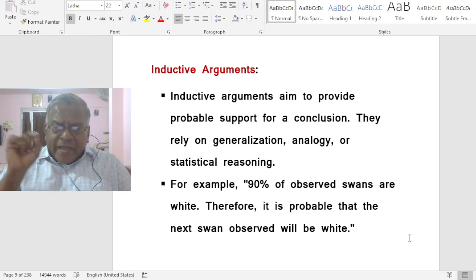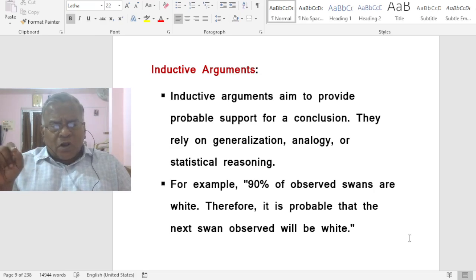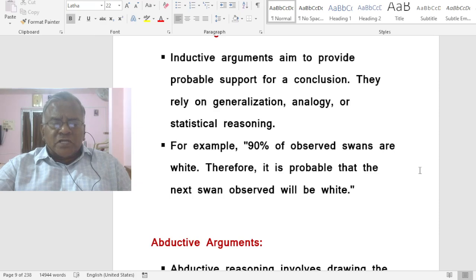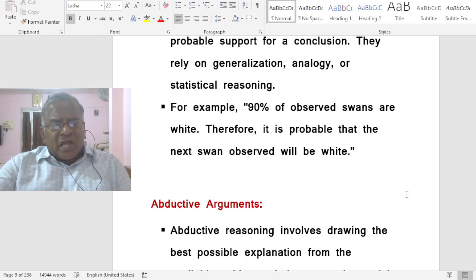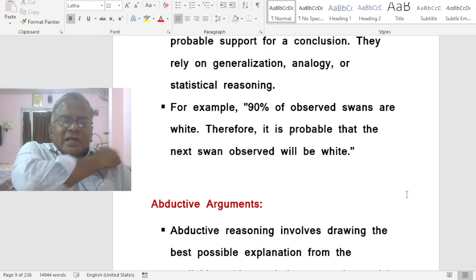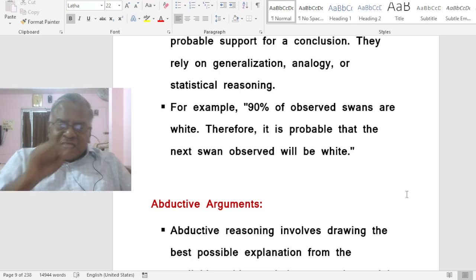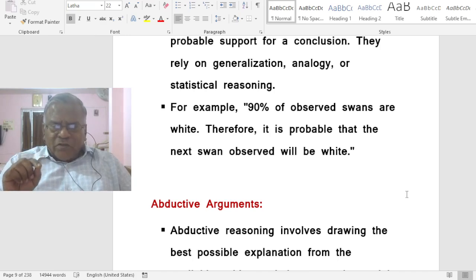Inductive arguments aim to provide probable support for a conclusion. They rely on generalization, analogy, or statistical reasoning. What does this mean? For example, 90% of the observed swans are white. Therefore, it is probable that the next swan observed will be white. You see that here it is only probability, it is not very certain. We don't know. We only assume that it is true.